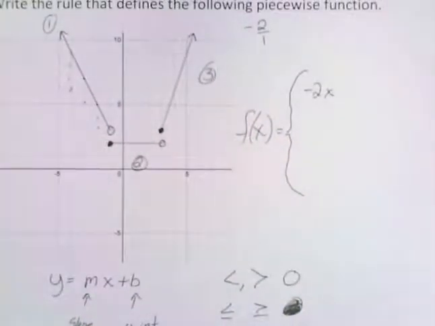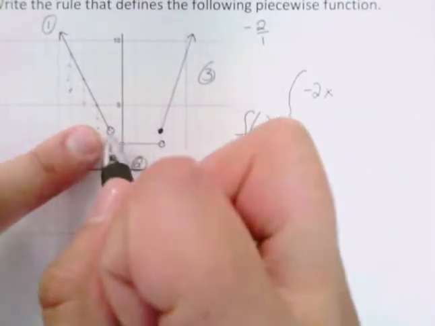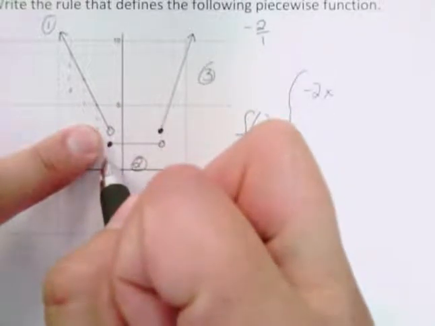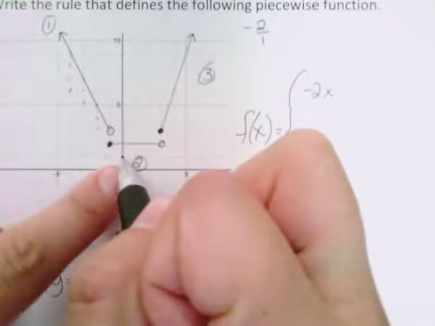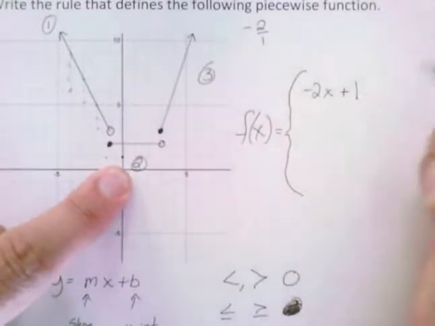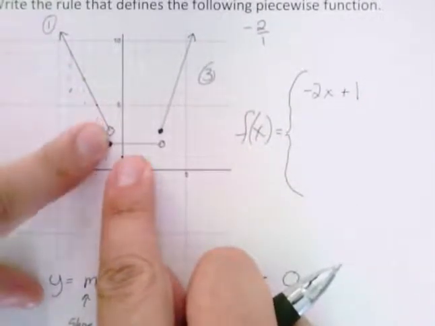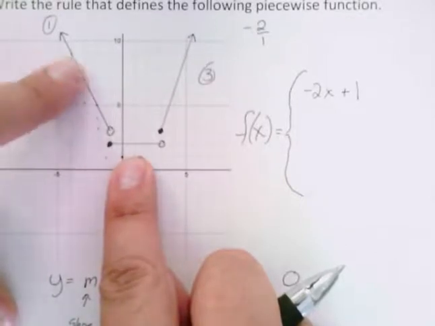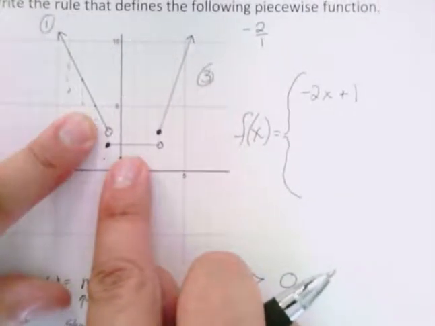The only thing I need to figure out is if this trend were to continue on forever and ever, what would be my y-intercept? Well, if I kept going, I would go down another 2 over 1, and I would cross right here when y is 1. So negative 2x plus 1 is going to define this first piece of my piecewise function.